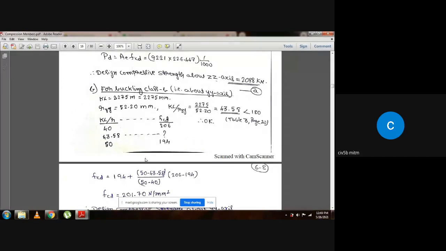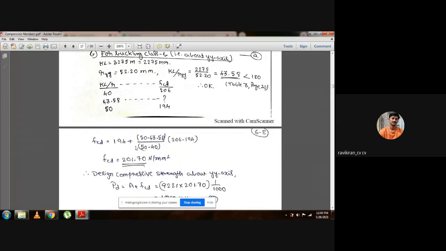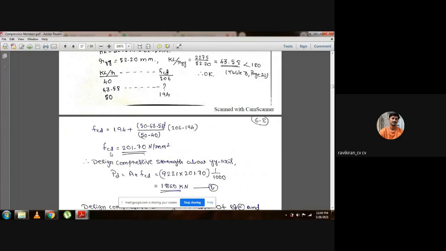Okay, thank you. So on the right side, for the 250 yield strength column, if you look at 40 KL by R value, you will find the FCD value as 206, and for 50 you will find 194. But we want it for 43.58. For that you need to do interpolation. If you do interpolation, the FCD value will be 201.7 Newton per mm square.